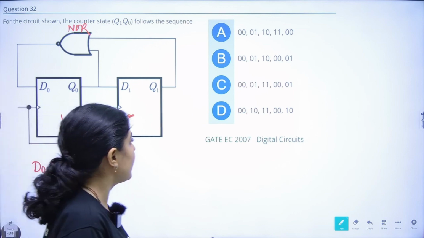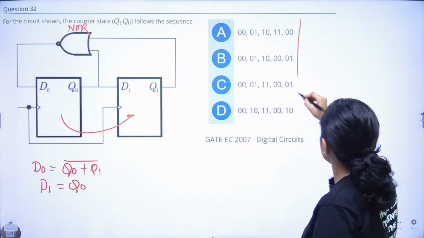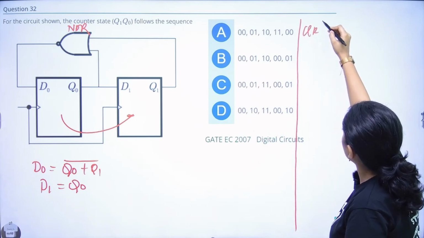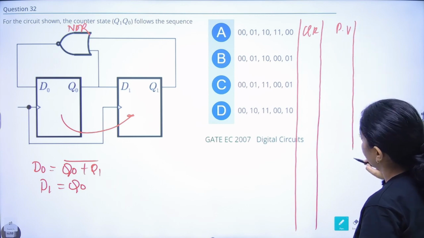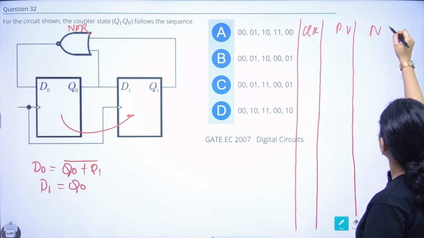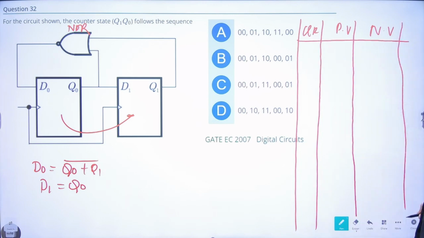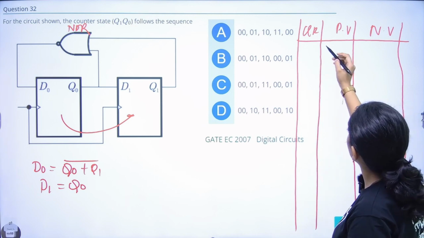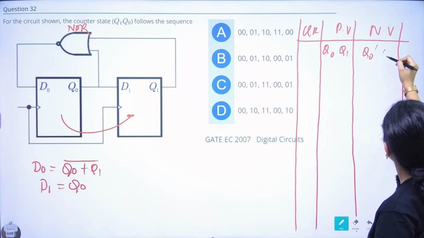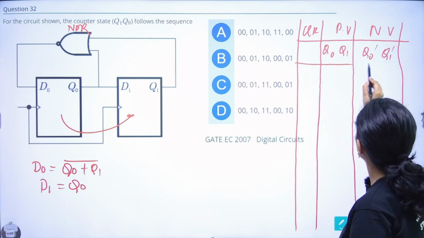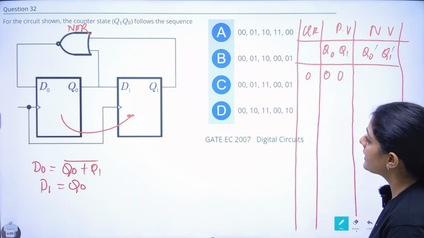Let's just draw the table in order to find out the sequence. Previous values, clock, previous value, next value. Right, previous value, Q0, Q1, Q0 dash, Q1 dash. For the first clock, we will start from initially 0, 0. Okay, what's happening at 0, 0?